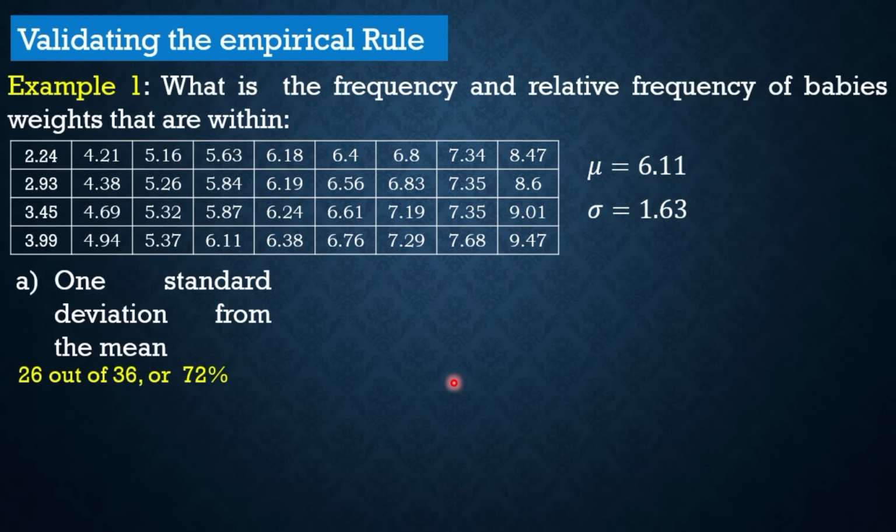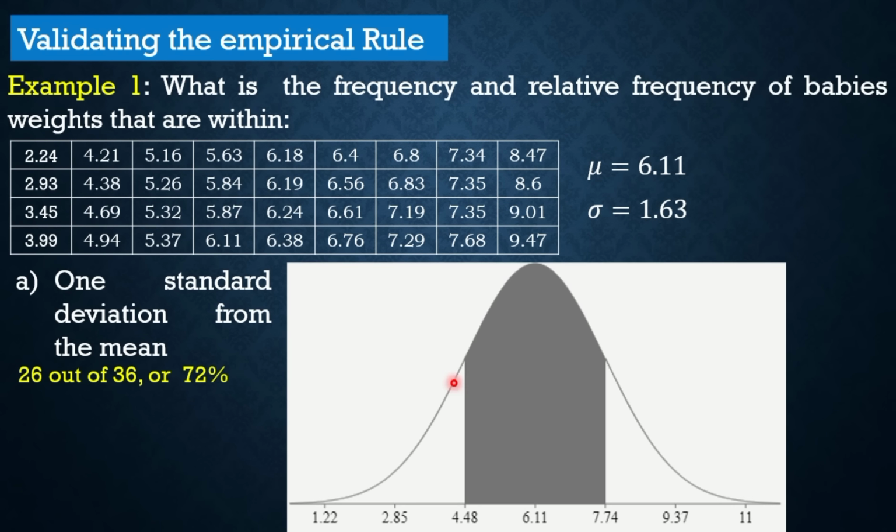So, bakit 72%? Una yung gagawin, gagawa muna kayo ng normal curve. So, gawa muna kayo. And then, sa pinakagitna ng normal curve nyo class, dyan nyo ilalagay yung value ng mean, which is 6.11. So, kung ano yung value ng mean natin, dyan nyo itatapat sa mismong gitna ng normal distribution. And then, ano ang gamit ng standard deviation?